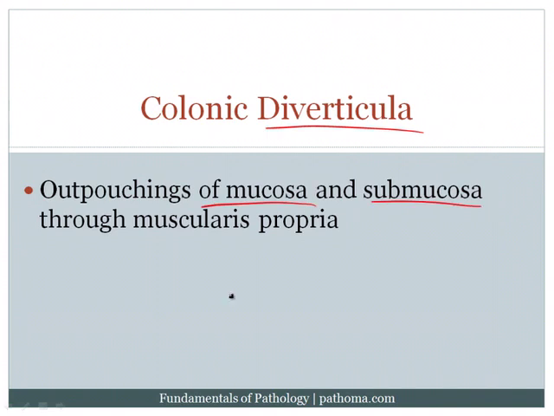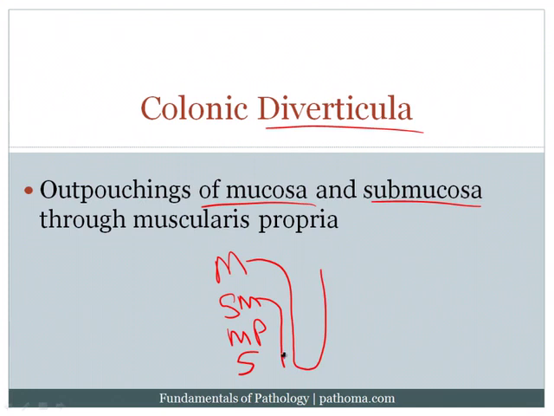So the idea here is that if you've got your mucosa, and then you've got submucosa, and then you've got muscularis propria, and of course then you've got serosa, what happens is that you get an outpouching of both the submucosa and the mucosa, like this, through the muscularis propria, and then of course this would become normal again.